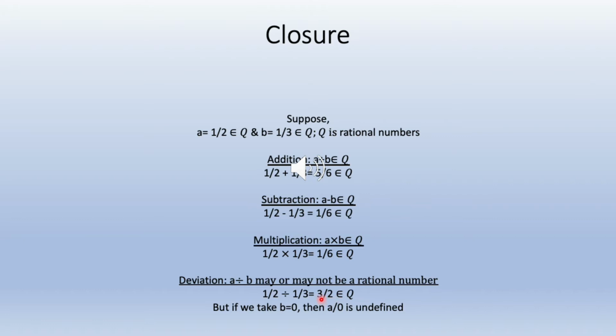Now come to the division part. Here if we take A is equal to 1 by 2 and B is equal to 1 by 3, then we can see it gives us 3 by 2, which is a rational number. But if we take B is equal to 0 and A is any other rational number, then we get A by 0, which is undefined. That means when we take B is equal to 0, it's not a rational number. So we can say that rational numbers are not closed under division.